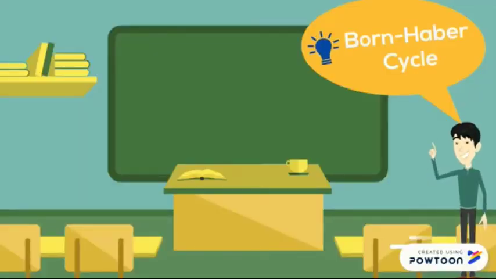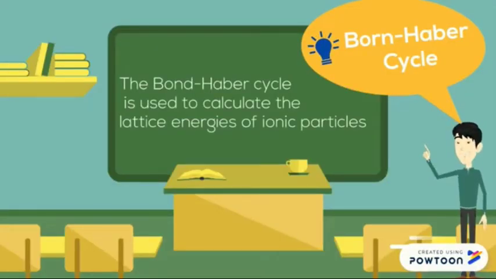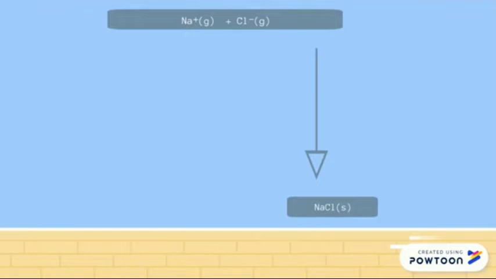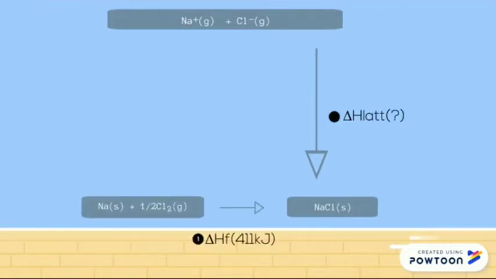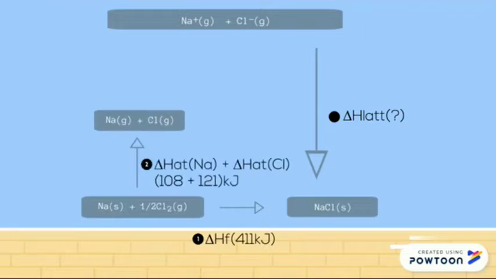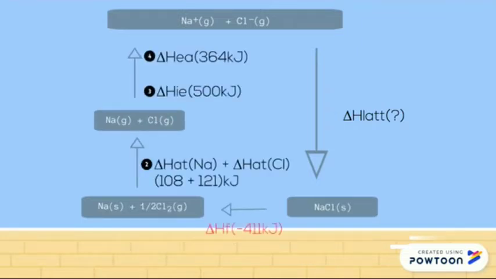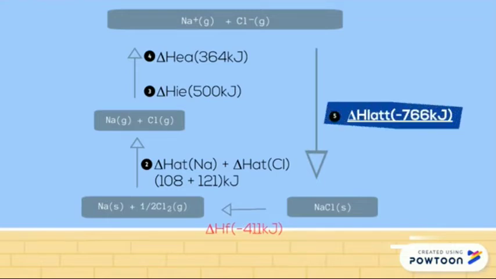Born-Haber cycle. The Born-Haber cycle is used to calculate the lattice energies of ionic particles. For example, how to calculate the lattice energy of NaCl? We must include delta H formation of NaCl, delta H atomization of Na, delta H ionization of Na, and delta H electron affinity of Cl.